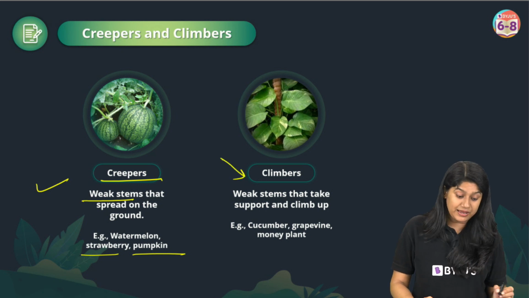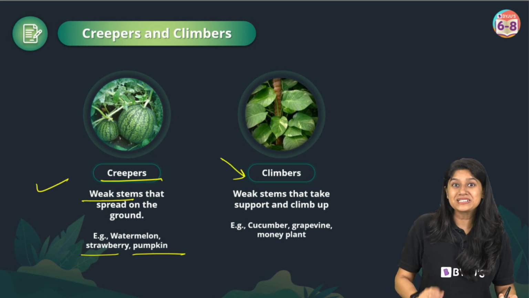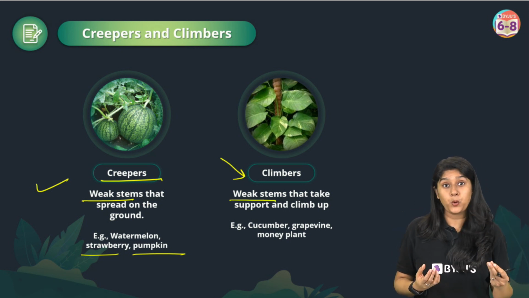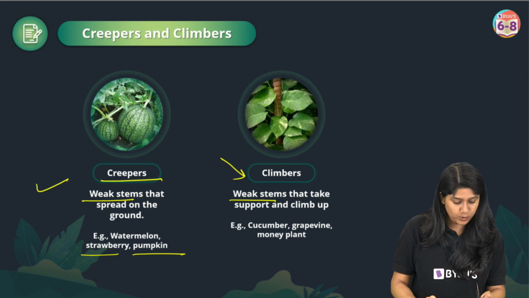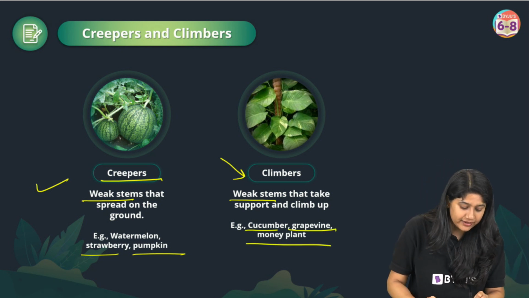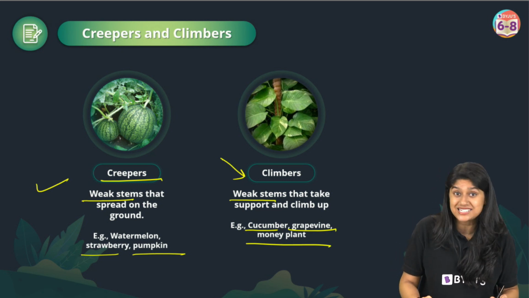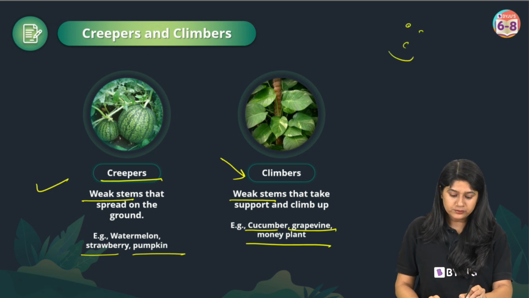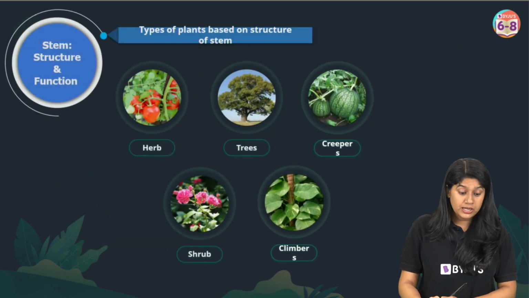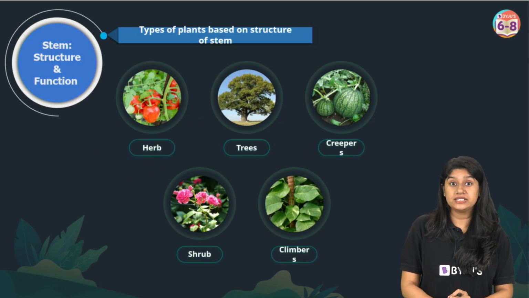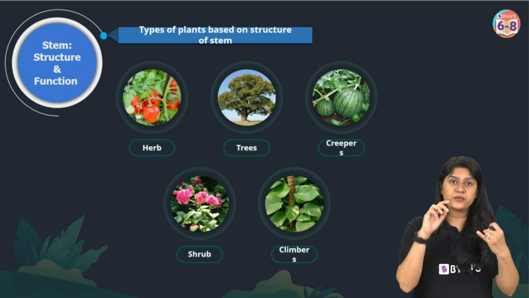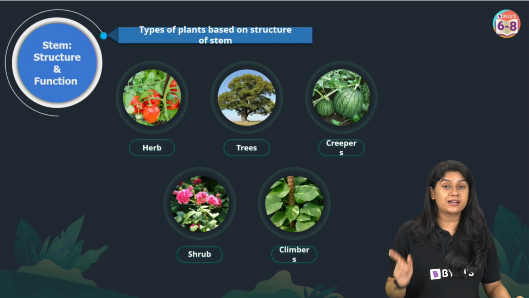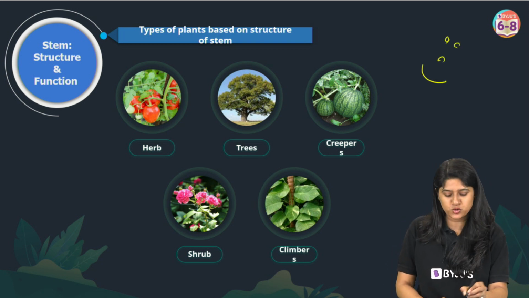Then we have the climbers, as the word suggests. They are the ones that climb, right? They have a weak stem, but when provided a good support, they will climb up. Examples here are cucumber, grapevine, and a very common plant that all of us have seen at our home, the money plant, is an example of a climber. So we have discussed the different types of plants based upon the structure of the stem, and we have 5 important categories: herbs, shrubs, trees, climbers and creepers. So please make a point to remember all of these. This is really important and super easy.